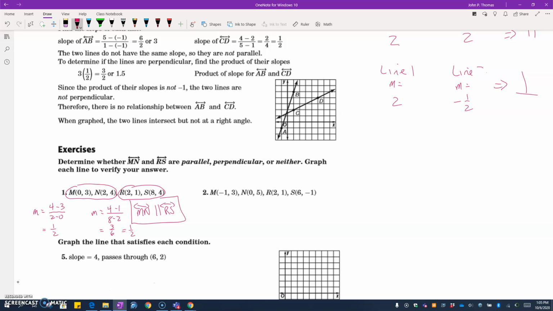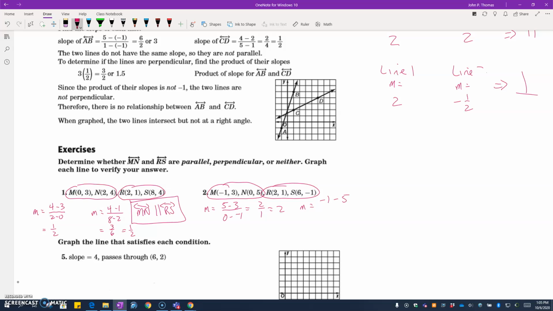Given that information, now if I jump onto the next one, we're going to use the same approach, so we're going to find the slope of MN. M equals 5 minus 3 over 0 minus negative 1, which is going to equal 2 over 1, or just 2. Then we're going to find the slope of the other two.